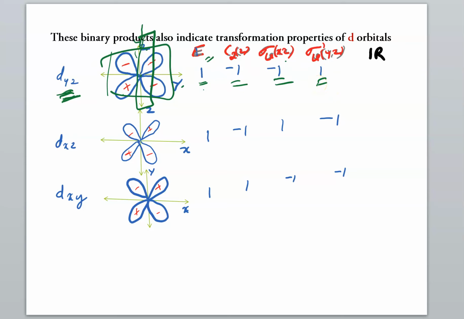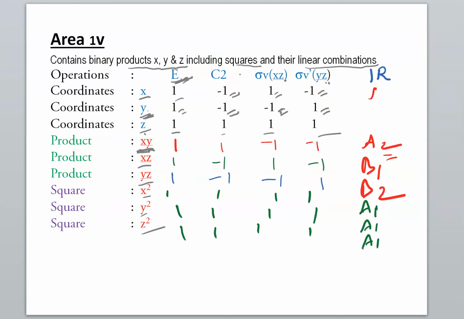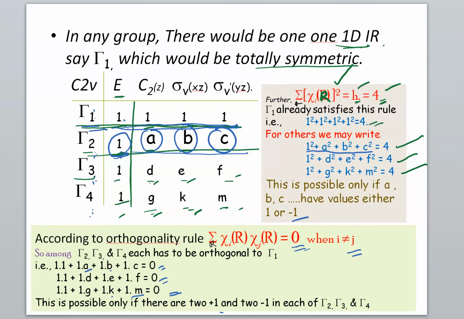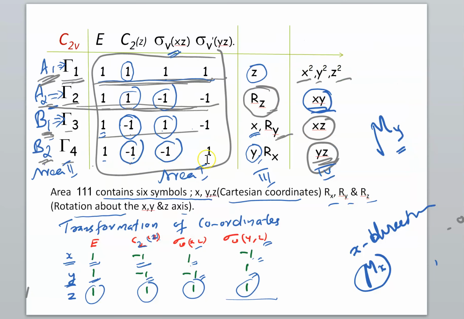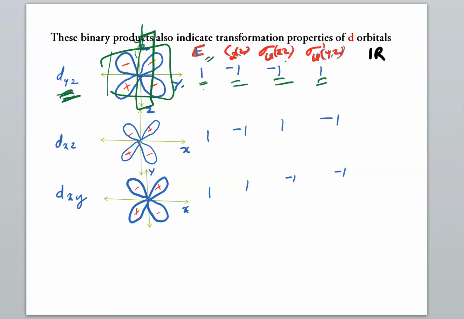Which was that? 1, minus 1, minus 1, 1. That is B2. That is yz. The transformation property of yz and dyz will be equal. Okay, no doubt about that. Therefore, it is B2. Therefore, the dyz orbital transforms as B2.